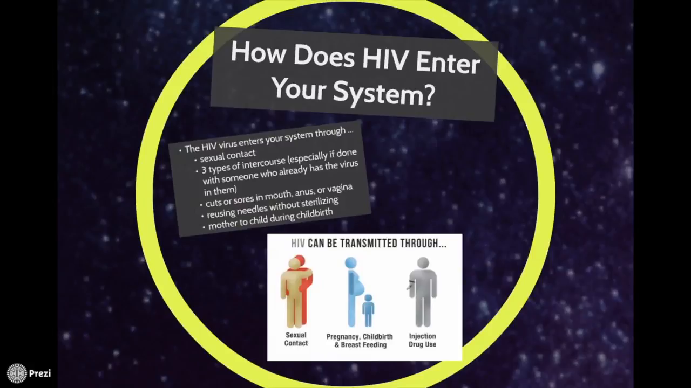How does HIV enter your system? The HIV virus enters your system through sexual contact, all types of intercourse, especially if done with somebody who already has the virus, cuts or sores in the mouth, reusing needles without sterilization, and mother to child during childbirth.